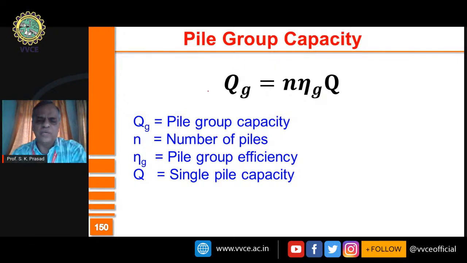So you use a group efficiency here, eta G, where N is the number of piles used, Q is the capacity of individual piles. And this group efficiency depends upon several things: the geometry of the pile groups, number of piles, and so on. And only then you should be able to find out the capacity.